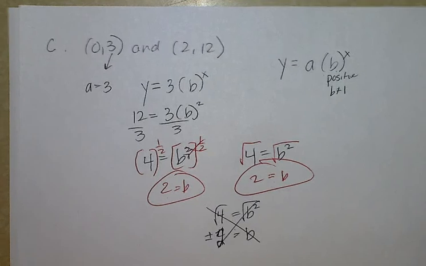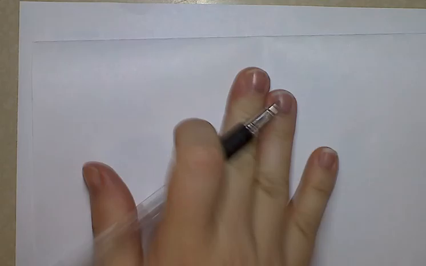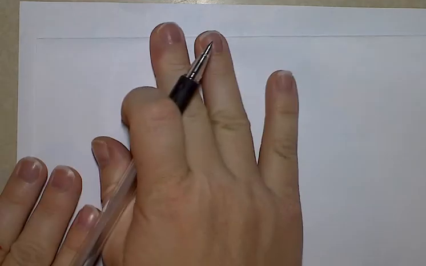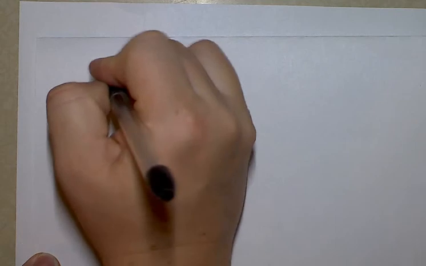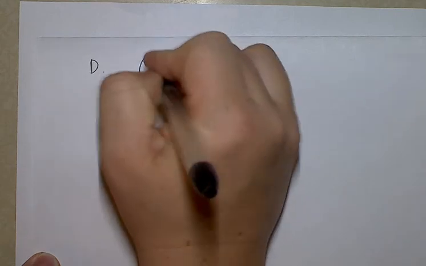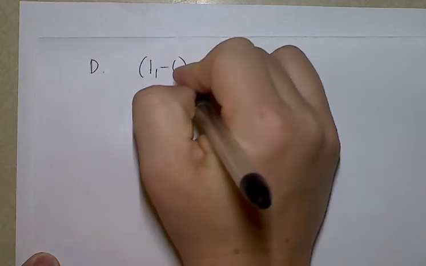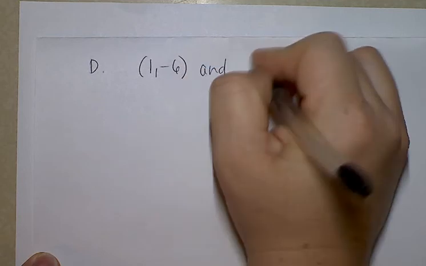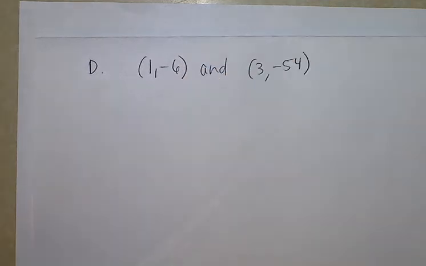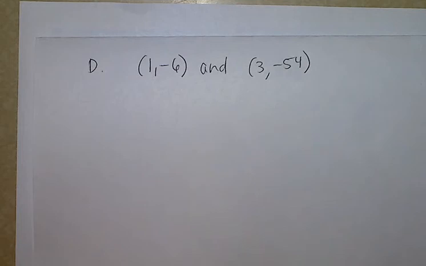Okay, let's go on to a harder problem, which is option D. If you did not hear me change the option, I need to correct your class notes. Option D should be positive 1, negative 6, and 3 and negative 54. Now this problem is different than the first three because one of the two ordered pairs is not the y-intercept. So I tell students, choose whatever ordered pair looks easier to work with.